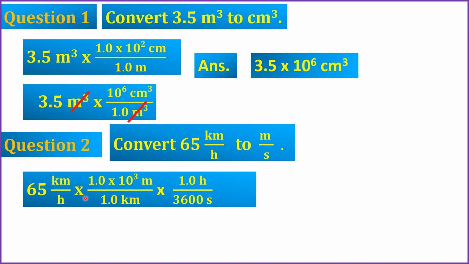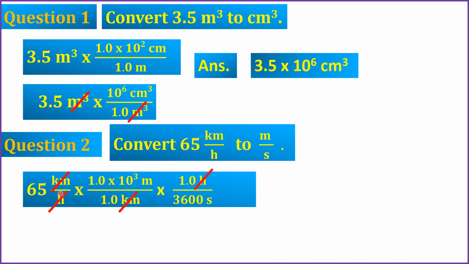And also, to convert hour to second, we multiply by the conversion factor where 1 hour is written in the numerator, divided by its equivalent in second, 3,600 seconds. And then we do the cancellation of the units. Kilometer gets cancelled as well as the unit hour, and we are left with the desired unit, which is meter per second.